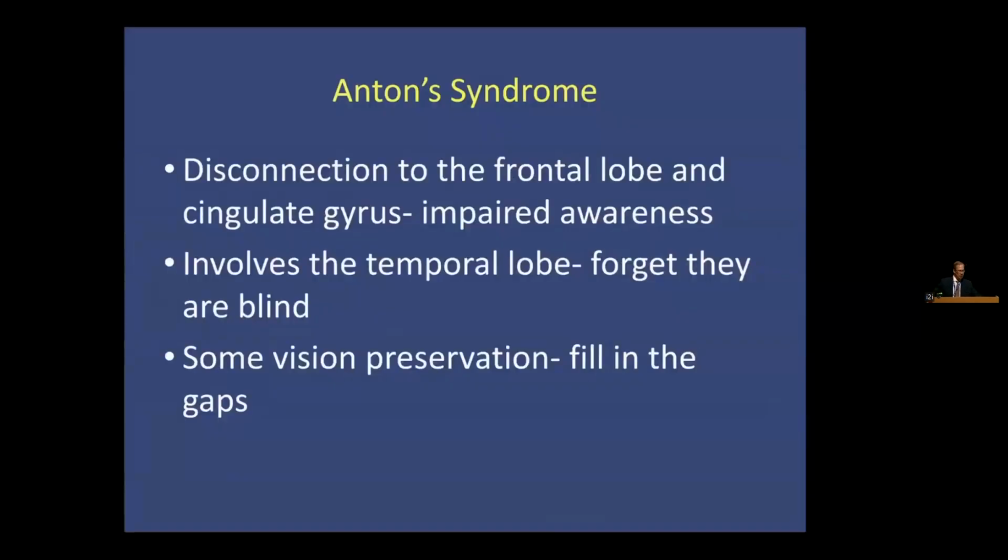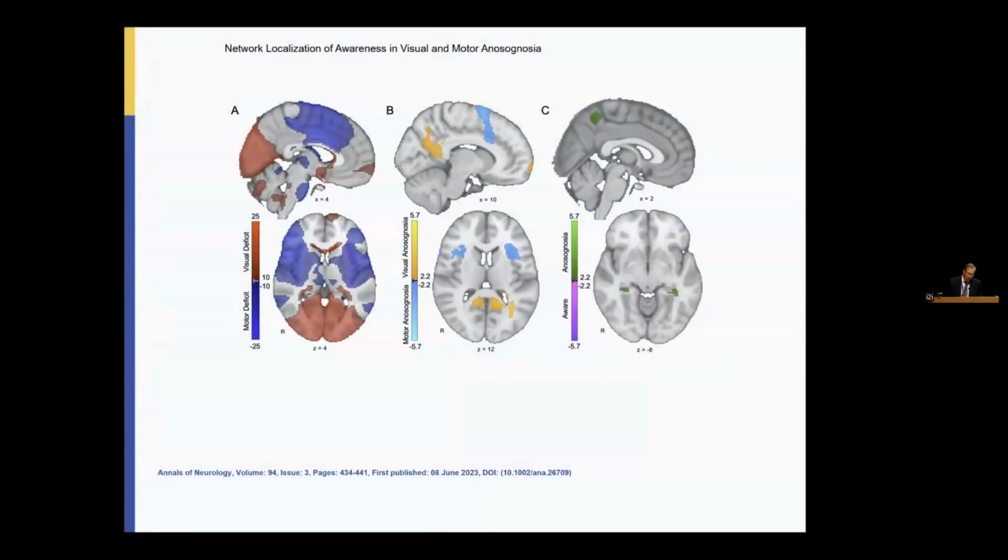So Anton syndrome, or denial of blindness, has long been thought to be a disconnection syndrome, that the visual cortex is disconnected from the frontal lobes and the cingulate gyrus. The cingulate gyrus is very important in awareness. And also, my mentor said that they are also disconnected from the temporal lobe. They forget that they're blind. And in some cases, there may be tiny bits of vision that are preserved, and the patient therefore tries to fill in the gaps.